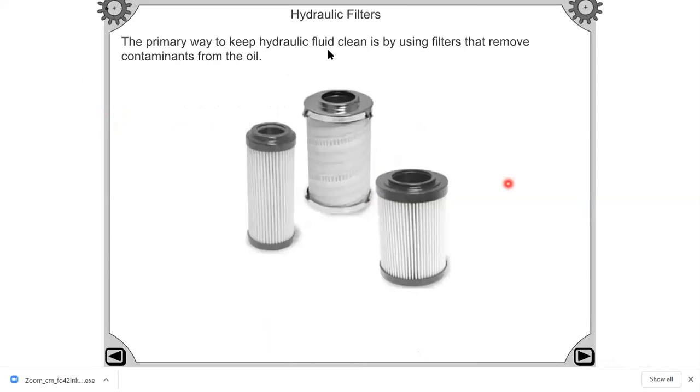The primary way to keep the hydraulic fluid clean is by using filters, which remove the contaminations from the oil. We can use different sizes of filters, which we call the mesh size. It depends on the microns, that is 5 micron, 10 micron, and up to 150 micron, 200 micron. In such a way we can clean the oil.